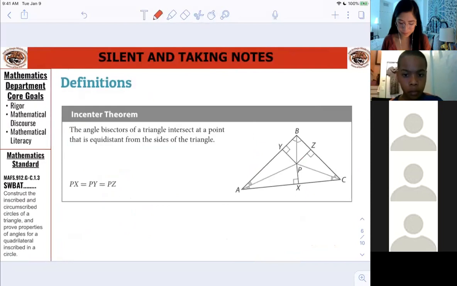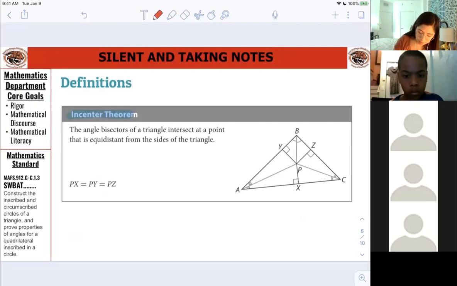So now we have an in-center theorem. Of course we have a theorem, right? Every time we learn something new in this class, boom, you got a theorem. So can I have a volunteer read the in-center theorem? Me. Go ahead. The angle bisectors of a triangle intersect at a point that is equidistant from the sides of the triangle. Perfect.